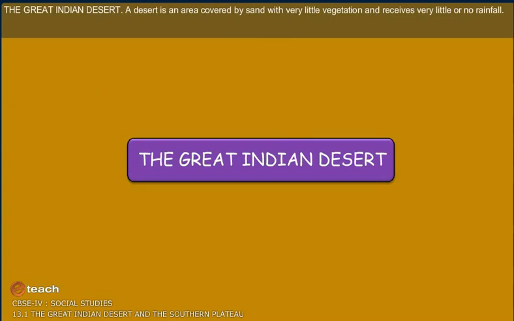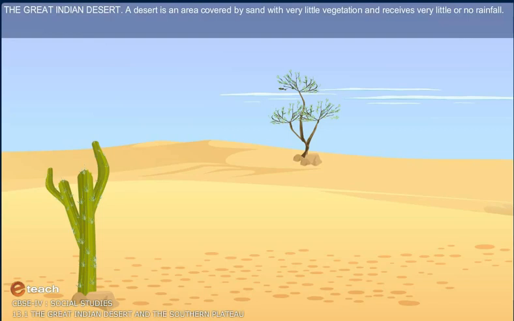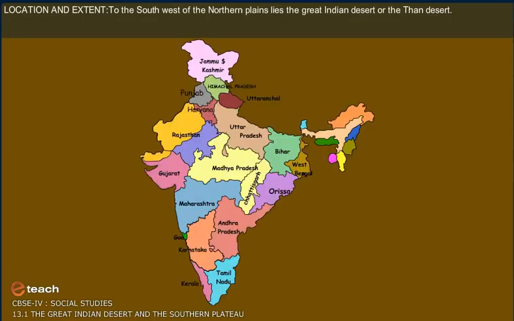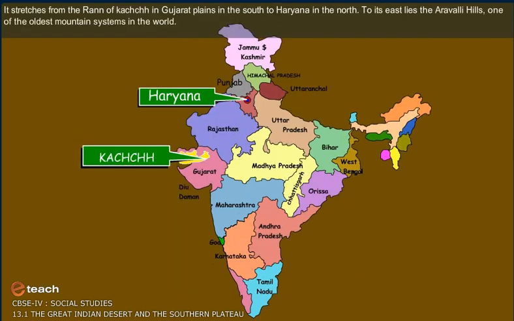The Great Indian Desert. A desert is an area covered by sand with very little vegetation and receives very little or no rainfall. Location and extent. To the southwest of the northern plains lies the Great Indian Desert or the Thar Desert. It stretches from the Rann of Kutch in Gujarat plains in the south to Haryana in the north. To its east lies the Aravalli Hills, one of the oldest mountain systems in the world.